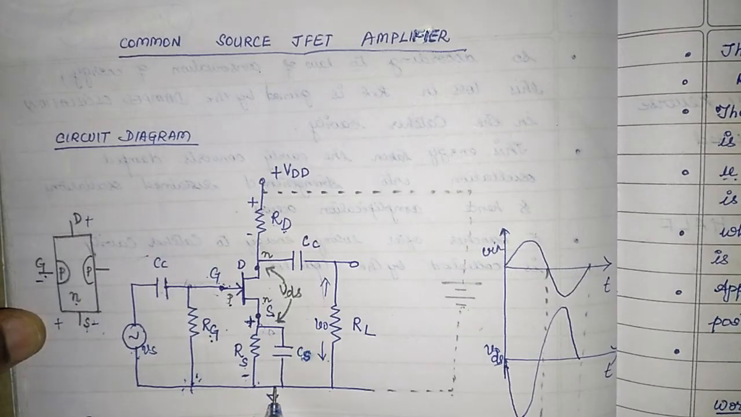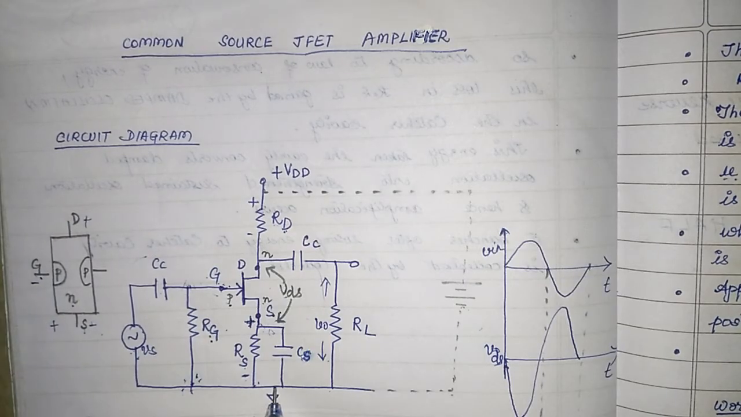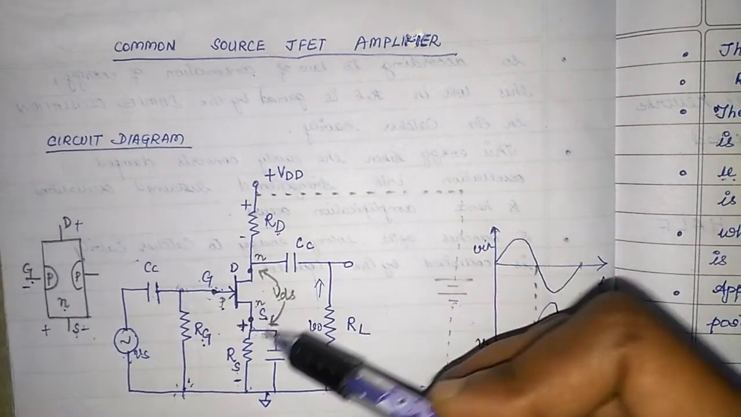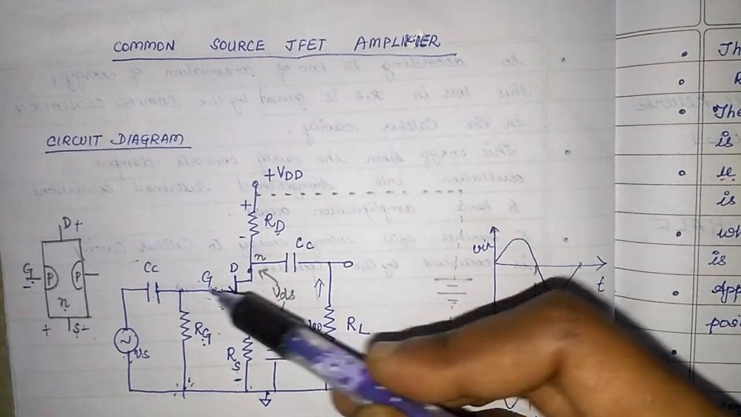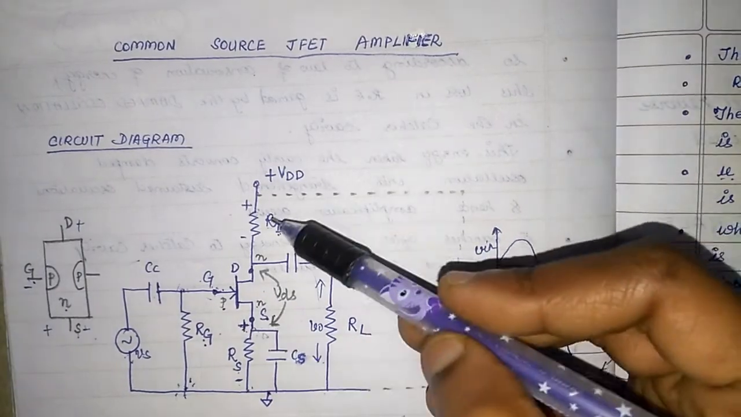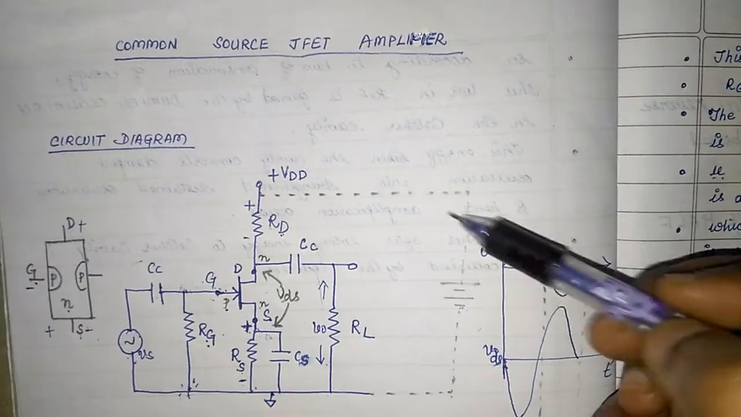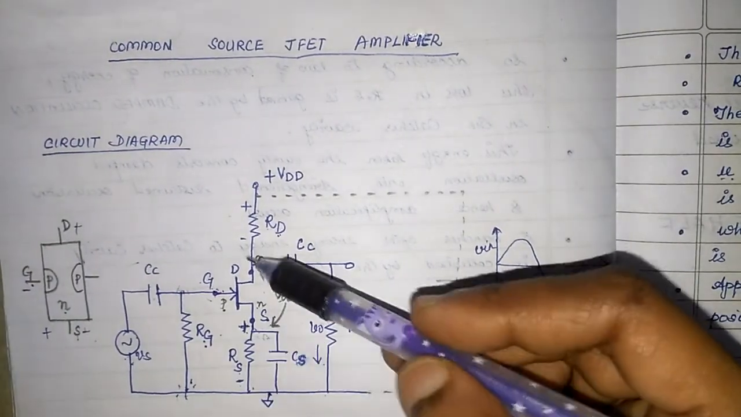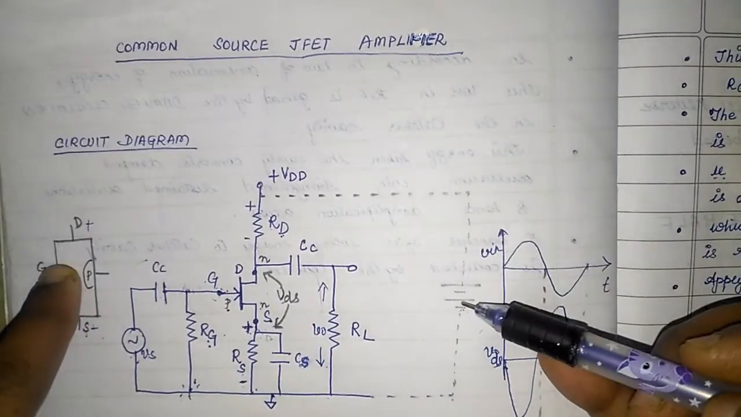Okay students. So in essence, gate is at 0 potential and source is at a positive potential. So the gate source junction is reverse biased. Then the drain is positive with respect to the source. So the source emits the electrons and the drain collects the electrons.